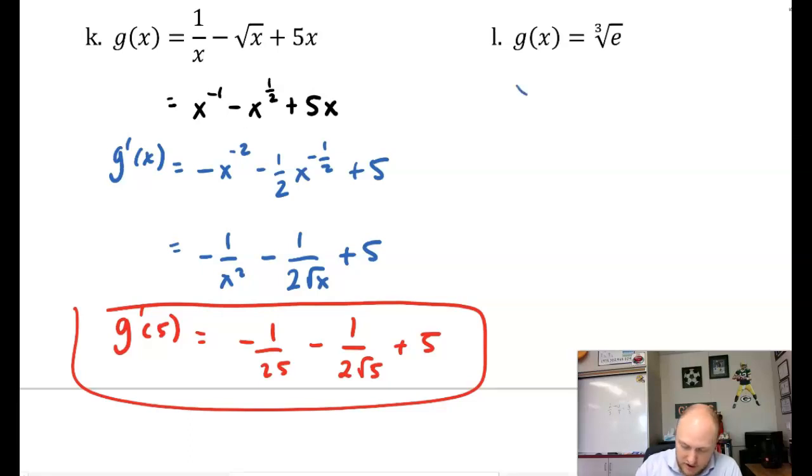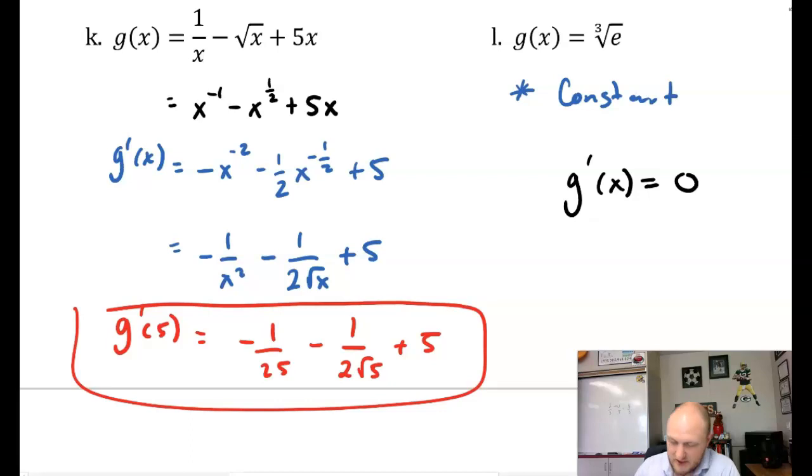Okay, and L. L, the trick is to just realize that this is a constant and that the derivative of a constant is 0. So G prime of x is 0. And thus G prime of 5 is 0.